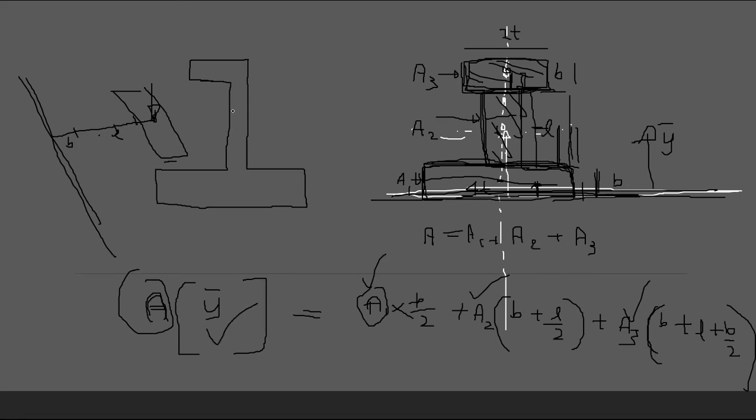Suppose you have this. It is not even symmetric about any of the axes, right? So the best thing is you take x and y axes like this and convert it to squares that you know. And then similar to this, you can find the distance to the centroid. Let's say this is y bar, this is x bar.